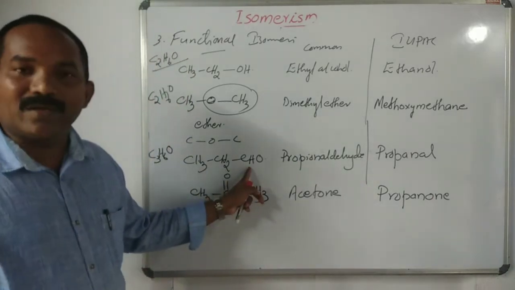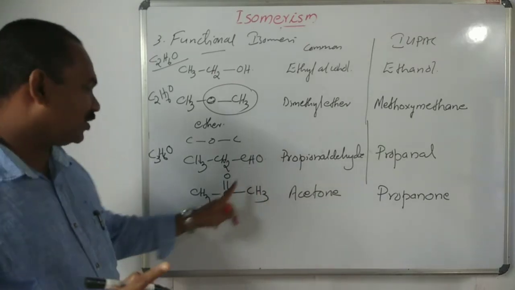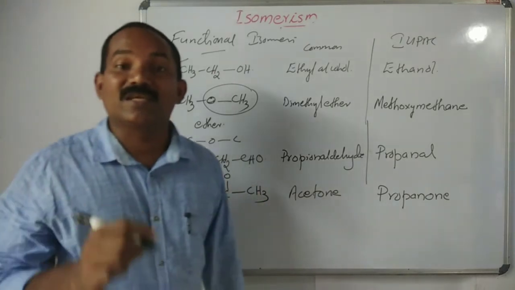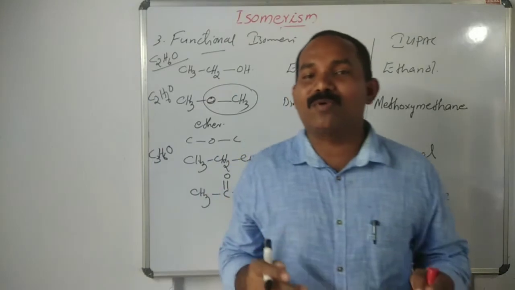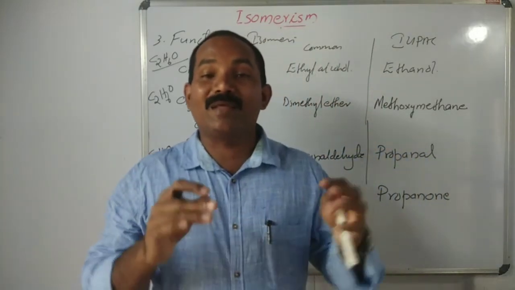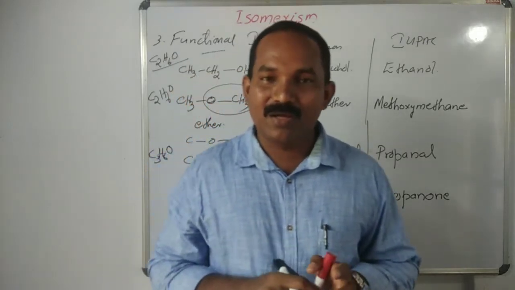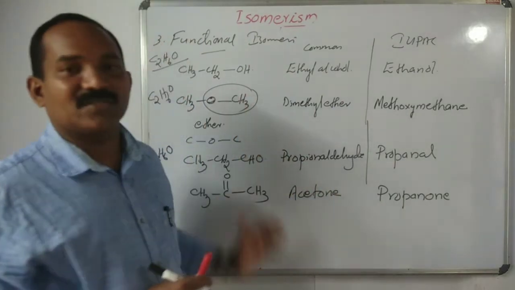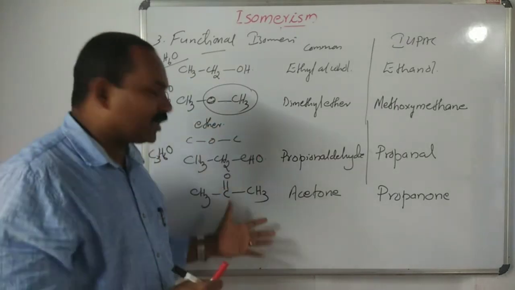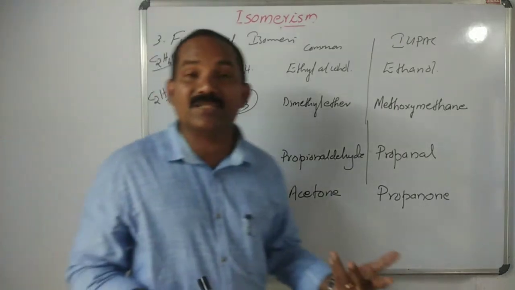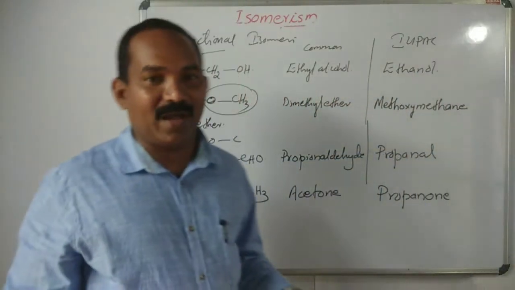One molecule contains an aldehyde as the functional group and the other contains a ketone as the functional group. So what is functional isomerism? Compounds have the same molecular formula but different functional groups. Hope you understand functional isomerism. This is given in your textbook. Collect more examples and you can make a clear idea about isomerism.